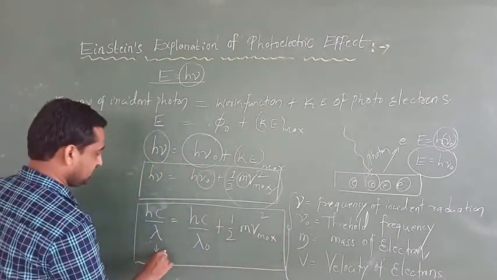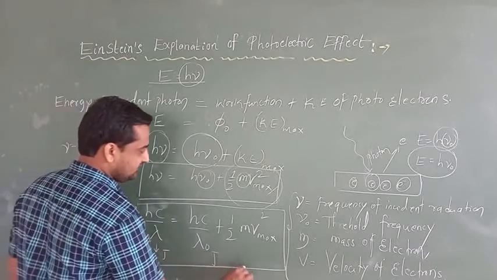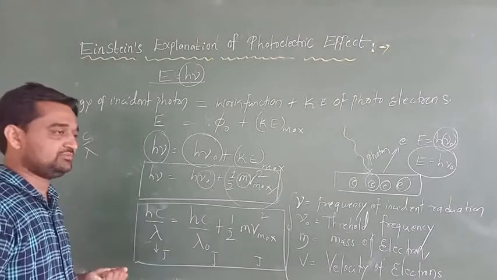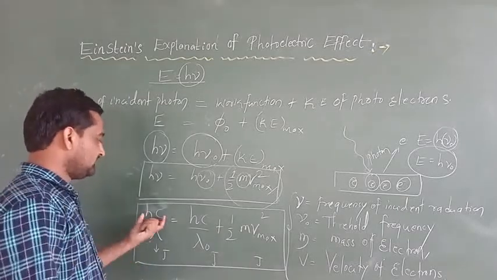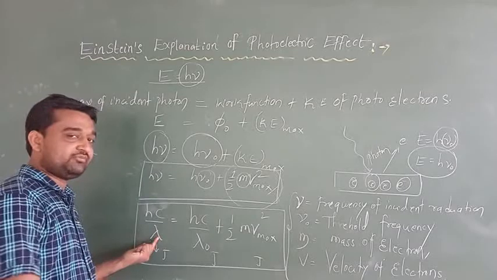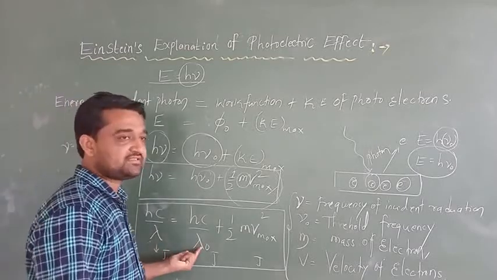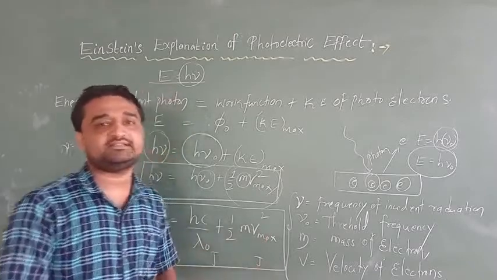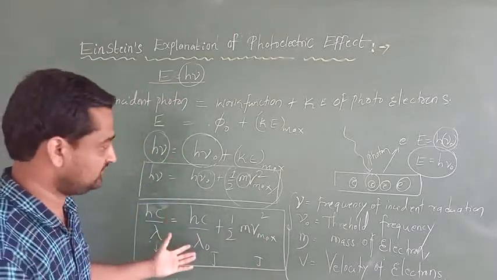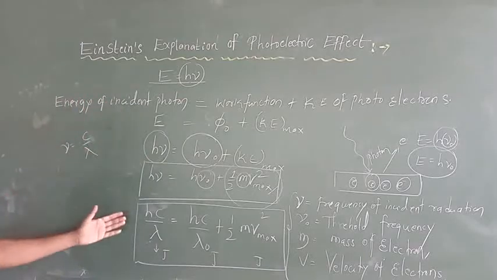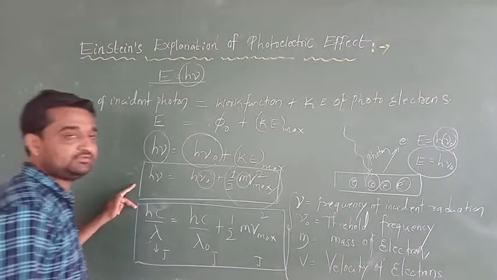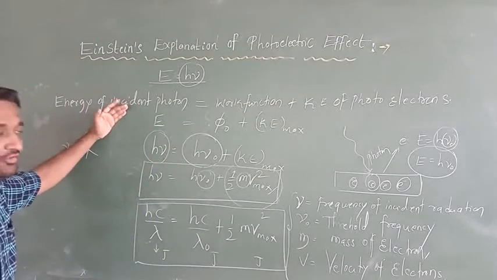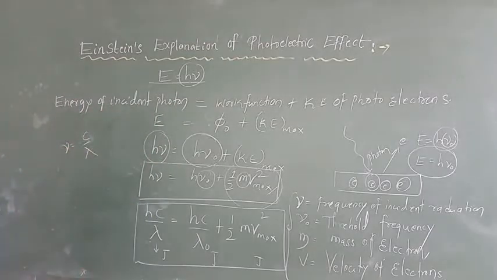Energy is expressed in terms of joule. So hc by lambda, where lambda is the wavelength of incident radiation, lambda naught is the threshold wavelength, and half m v square is the kinetic energy of the liberated electrons. In this way we have written the two forms of the Einstein photoelectric equation. According to the law of conservation of energy, this equation is satisfied.